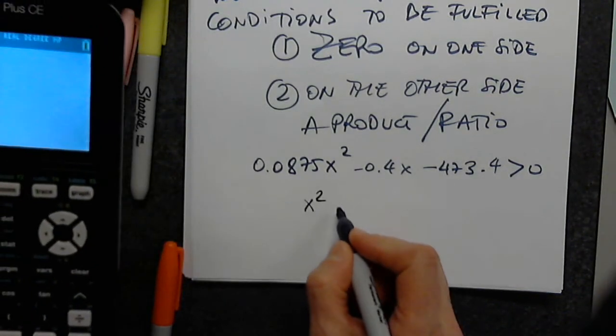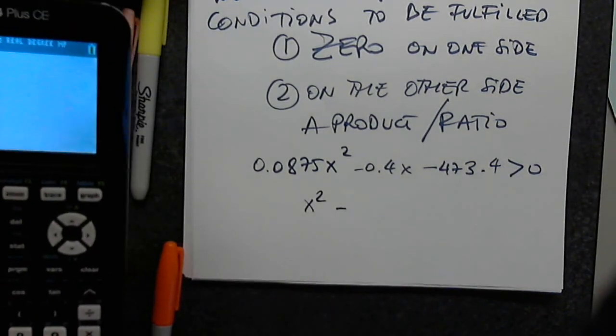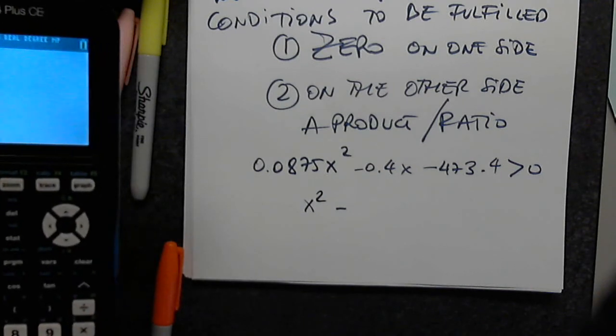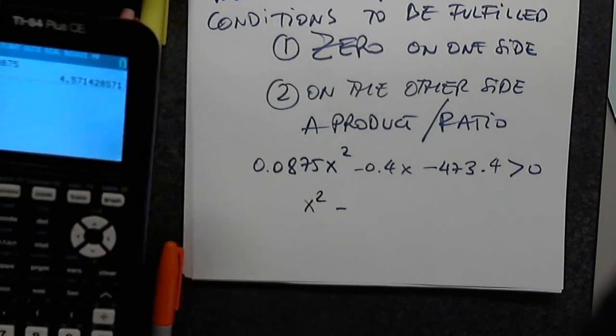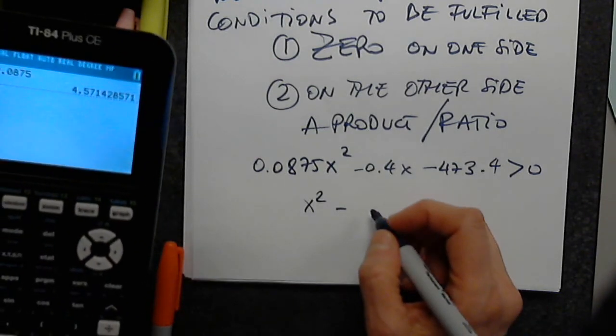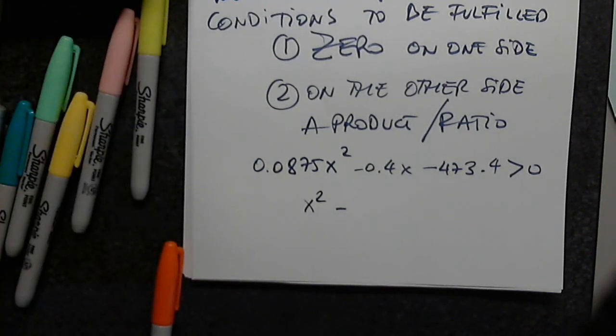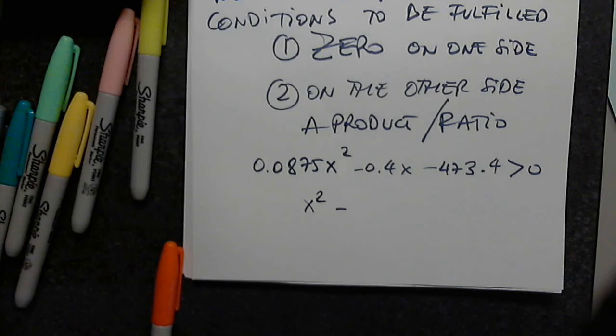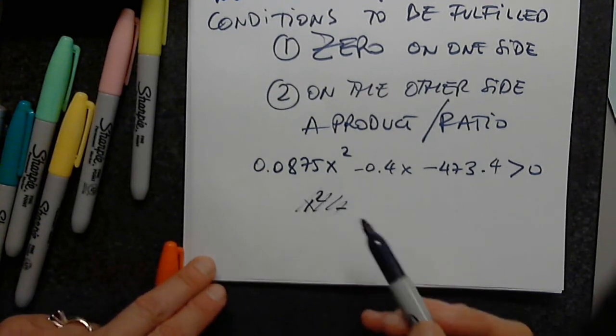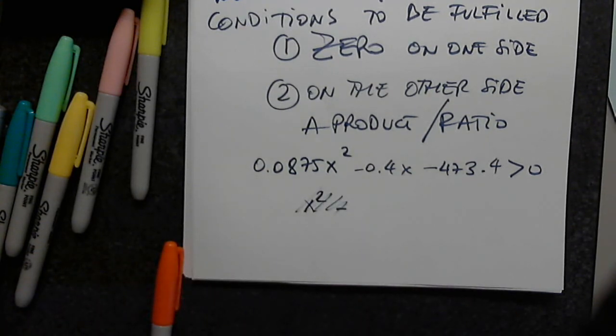So I will have x squared minus 0.4 divided by 0.0875. Awful. I wouldn't, because it's an irrational number, and then I will approximate. So I tried. That's okay. Well, I have no choice, but I have to put it in the graphing calculator. There is no other way.